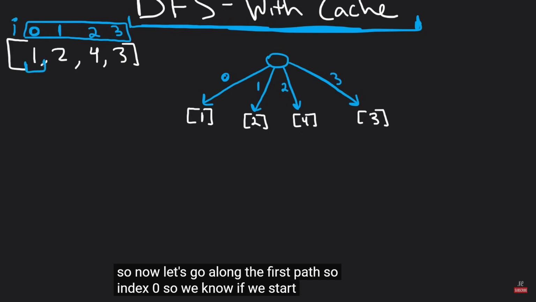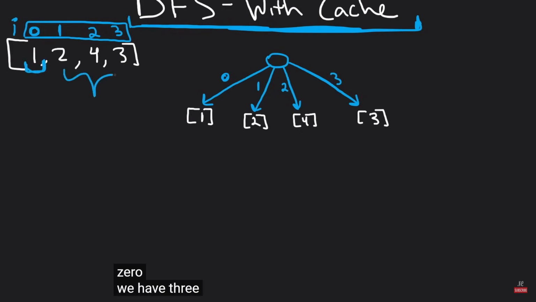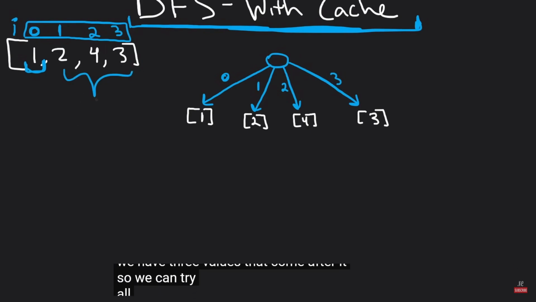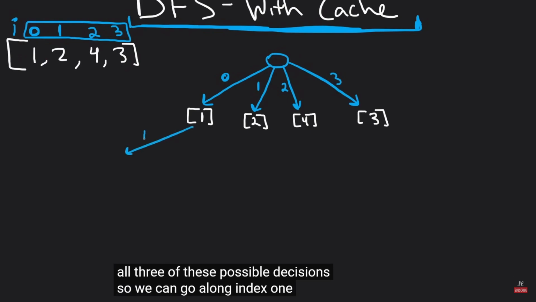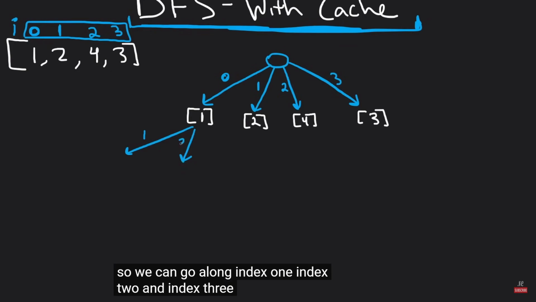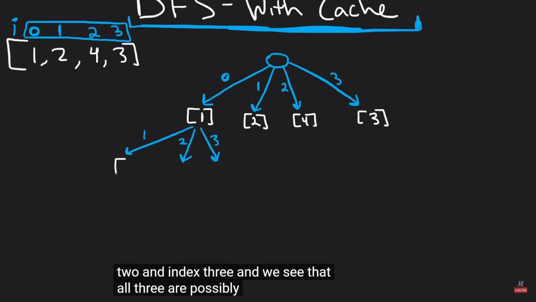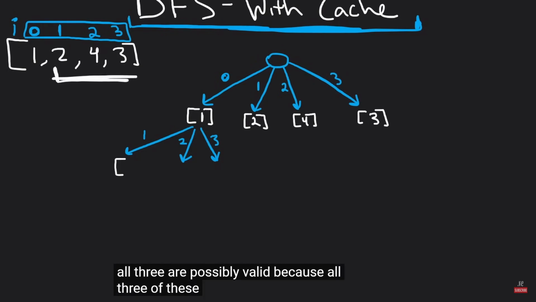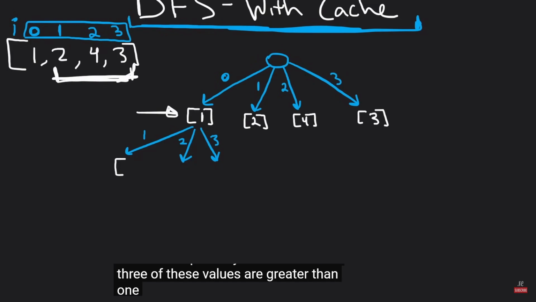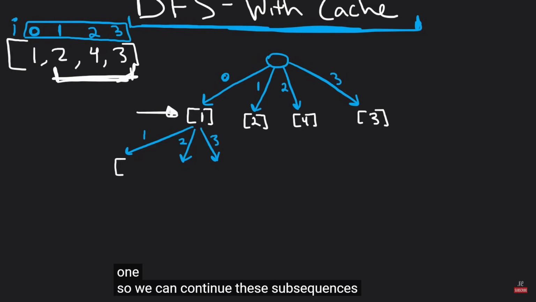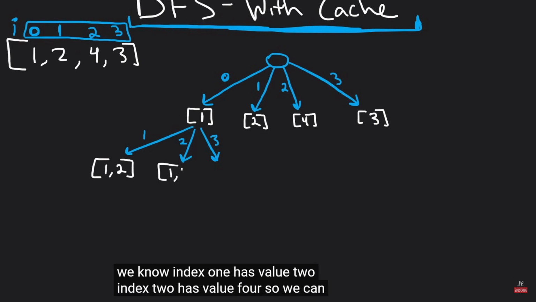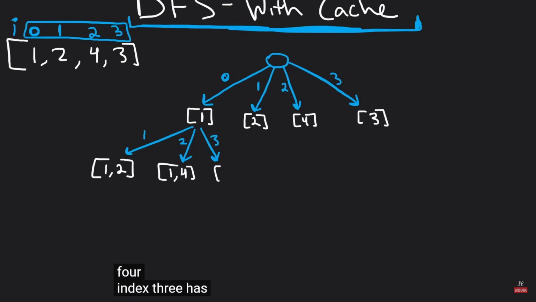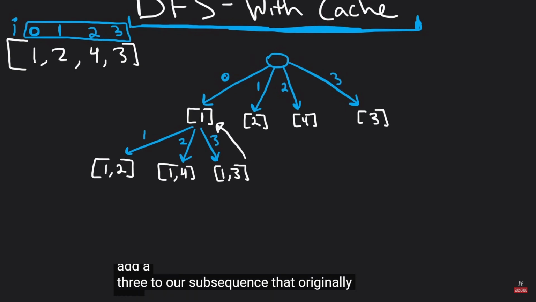We know if we start at index 0, we have 3 values that come after it. So we can try all 3 of these possible decisions. We can go along index 1, index 2, and index 3. And we see that all 3 are possibly valid because all 3 of these values are greater than 1. So we can continue these subsequences. Index 1 has value 2, index 2 has value 4, so we can add a 4. Index 3 has value 3, so we can add a 3 to our subsequence that originally was just 1.